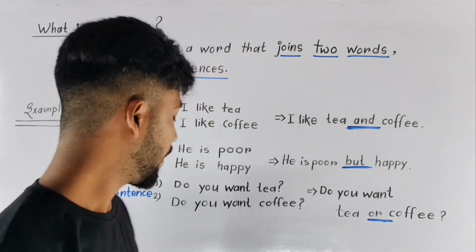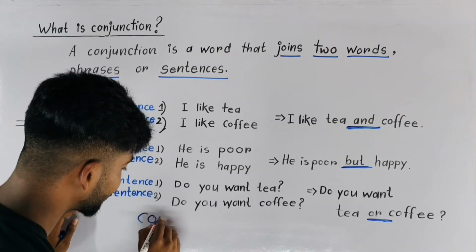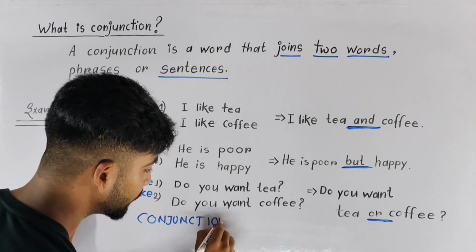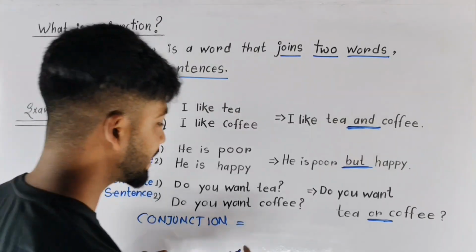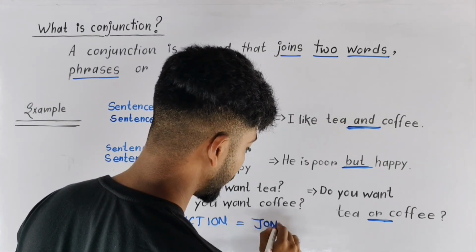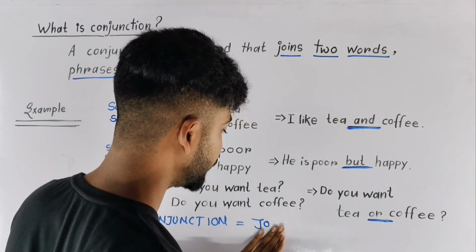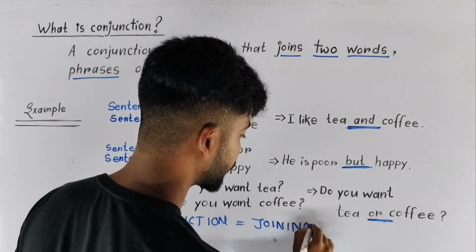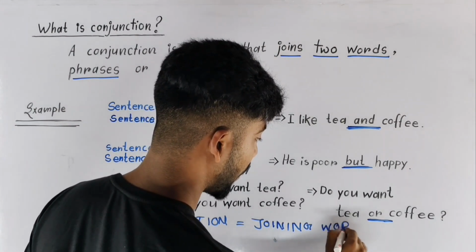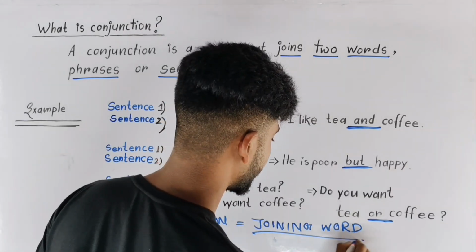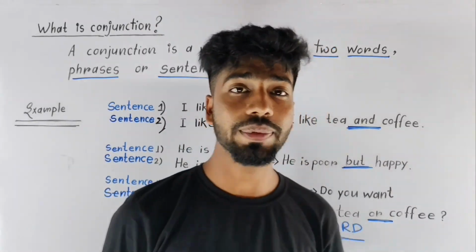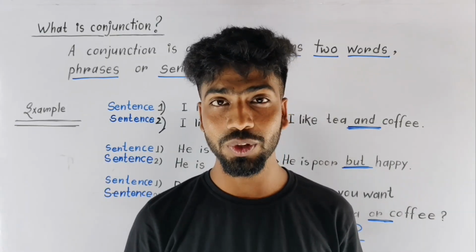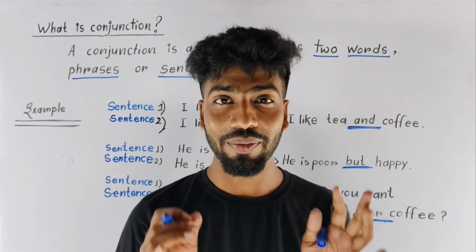Remember the simple rule. A conjunction is a simple joining word. It helps us to connect ideas, make our sentences smoother, and make our English more natural.